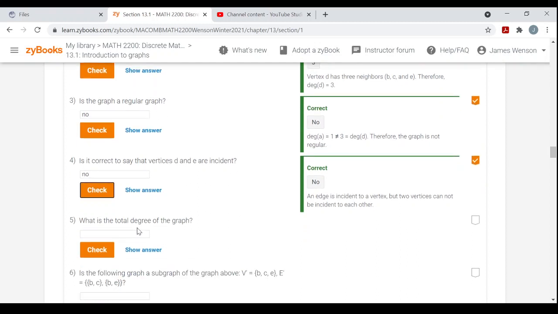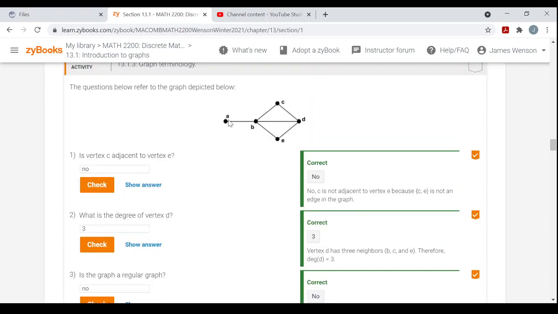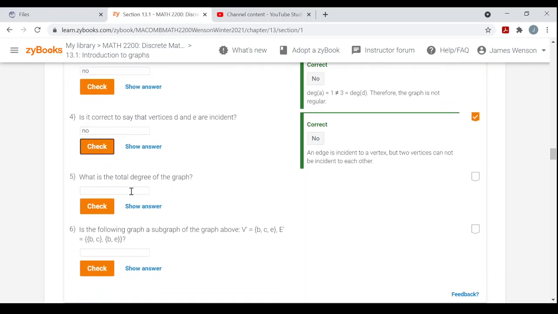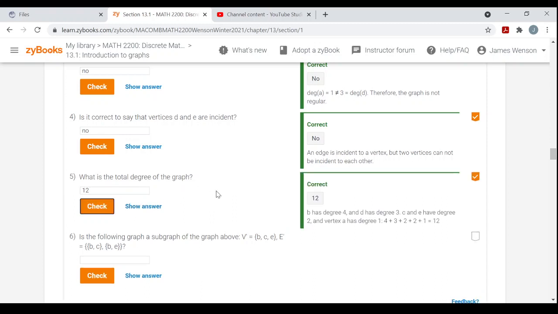What is the total degree of the graph? Well, let's see. 1 plus 4 is 5, plus 2 is 7, plus 3 is 10, plus 2 is 12. So just going around all the vertices, adding up their degrees, gives me the total degree of the graph.